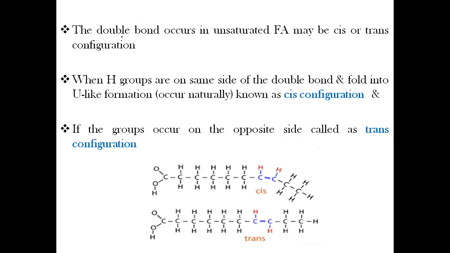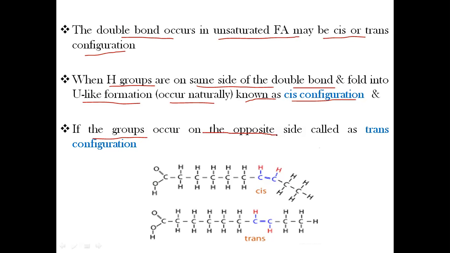Next, the double bond in an unsaturated fatty acid may be in cis or trans configuration. So what are cis and trans configurations? When the hydrogen groups are on the same side of the double bond and the chain folds into a U-like formation, which occurs naturally, it is known as cis configuration. And if the hydrogen groups occur on opposite sides, it is called trans configuration.